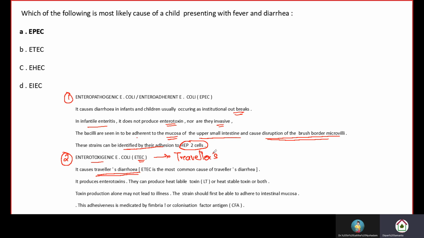Traveler's diarrhea is caused by ETEC, enterotoxigenic E. coli. It is the most common cause of traveler's diarrhea. It produces enterotoxin, produces heat labile toxin or heat stable toxin, or both.